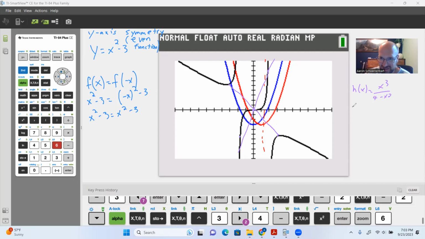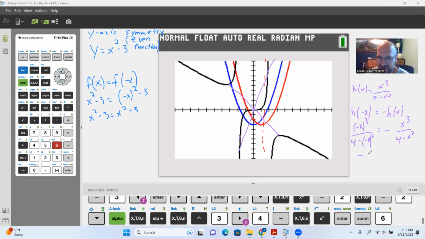And for odd functions, h of negative x should equal negative h of x. So what does that mean? H of negative x, I plug in negative x for both my x's here. Negative h of x just means I tack a negative on the front. And I'm going to check if these are equal.